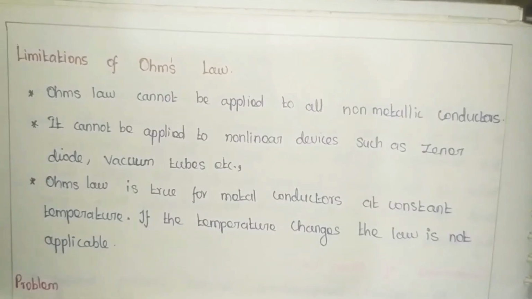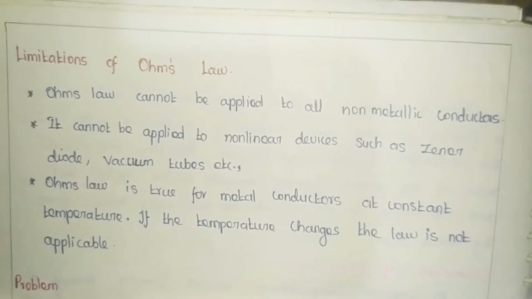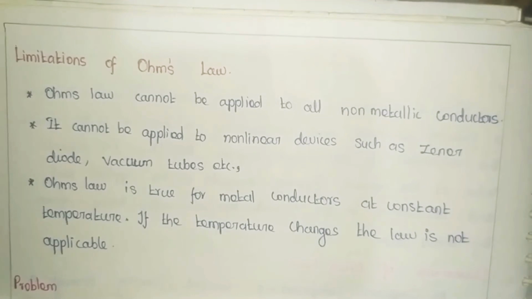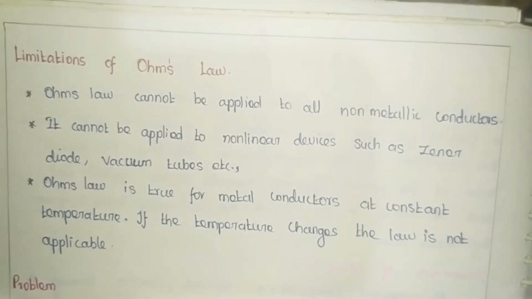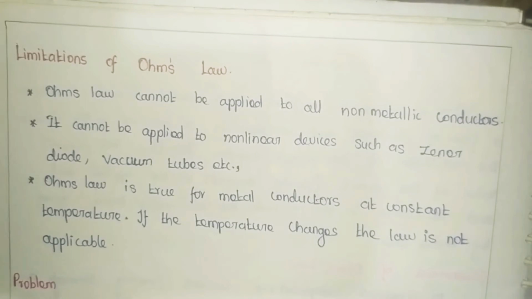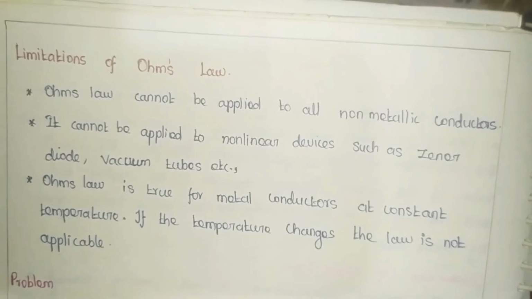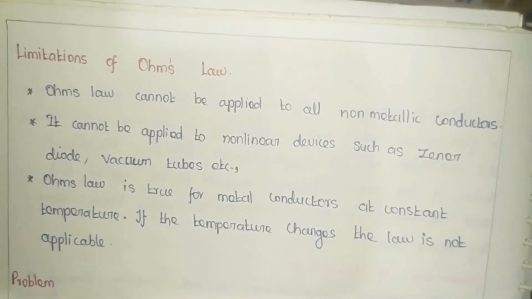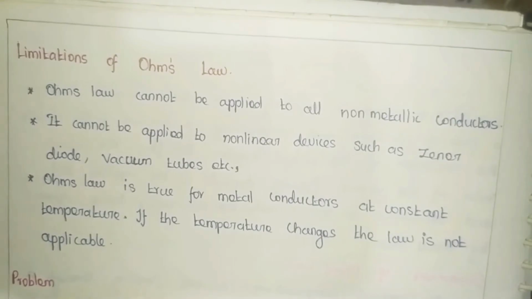There are some limitations when you are applying Ohm's law in the network analysis. First one is it can't be applied for all non-metallic conductors. And second one is it can be applicable only for linear devices. Resistor is a linear device, so we can apply Ohm's law for resistor, but it cannot be applied for Zener diode, vacuum tubes. These are the non-linear devices. And our Ohm's law is defined for constant temperature only, no? So if the temperature of the network changes, we can't apply the Ohm's law.